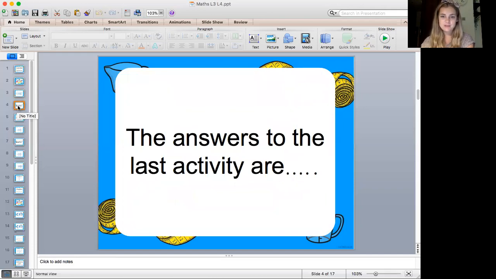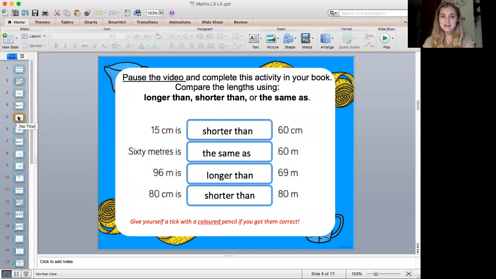Okay, I hope you managed to complete that. The answers are as follows. 15 centimetres is shorter than 60 centimetres. 60 metres is the same as 60 metres. It's just one is in words and one is in figures. 96 metres is longer than 69 metres. And 80 centimetres is shorter than 80 metres.